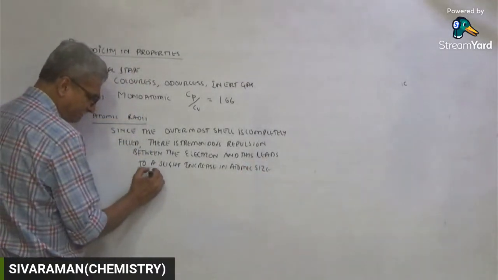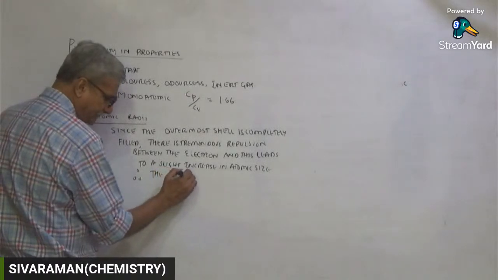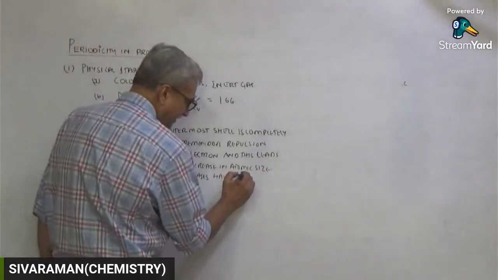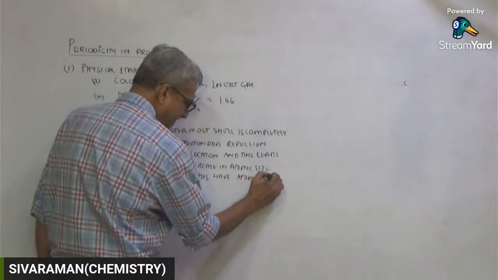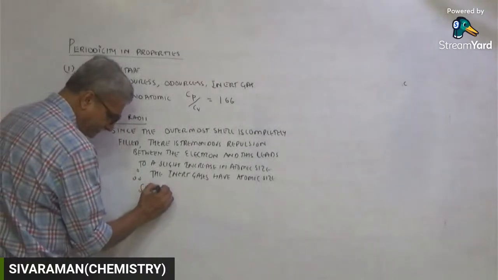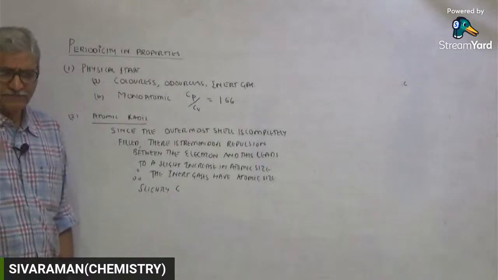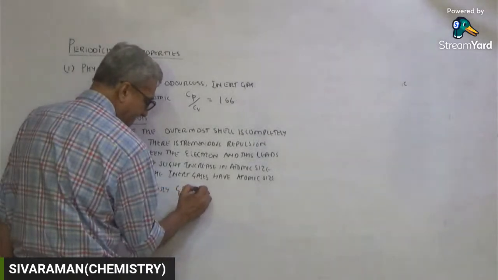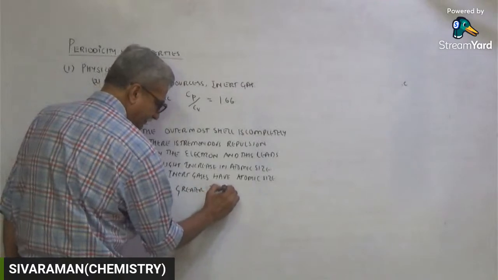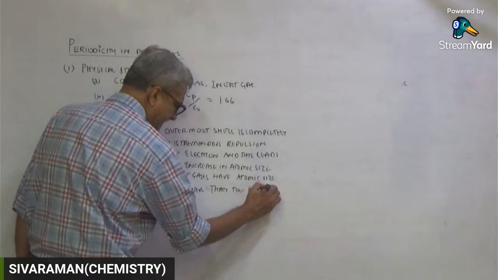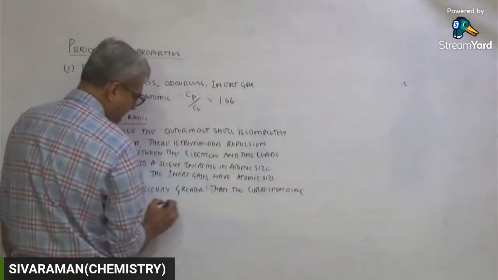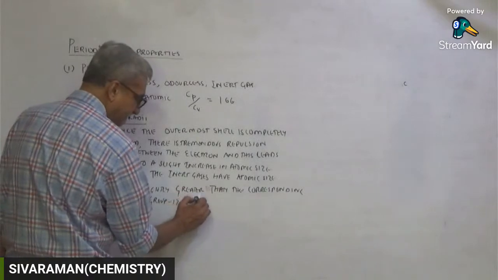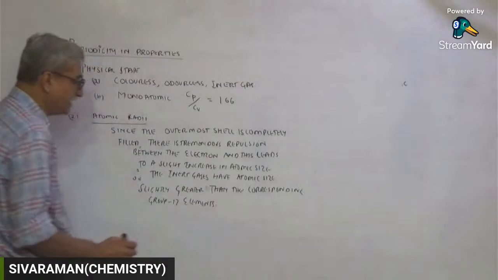So therefore, the inert gases have atomic size slightly greater than the corresponding group 17 element, that is halogen. This is anomalous behavior. Technically, in a period, it should decrease. So this is a give scientific reason question.